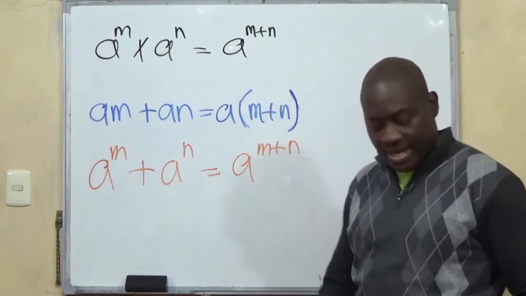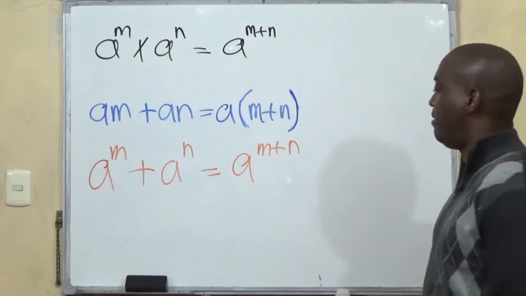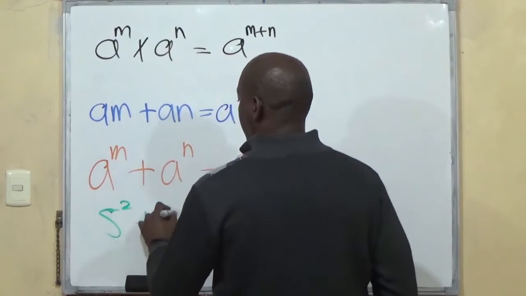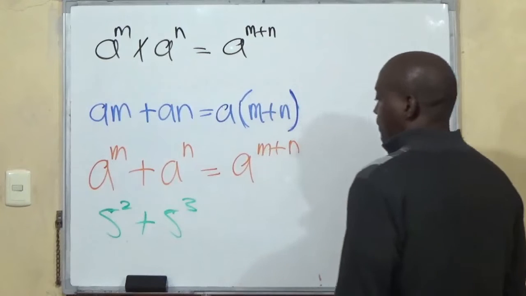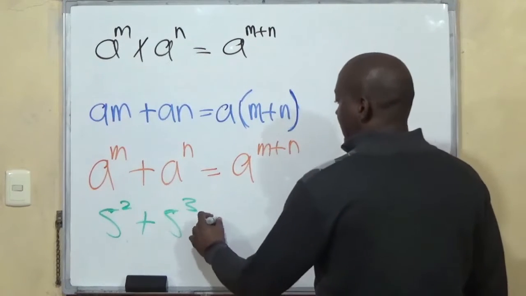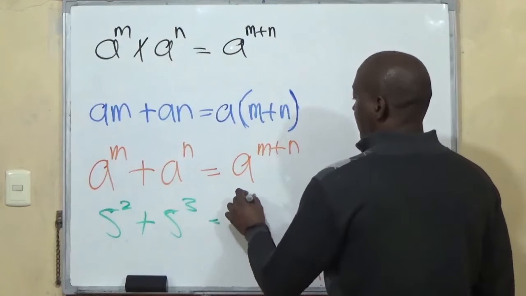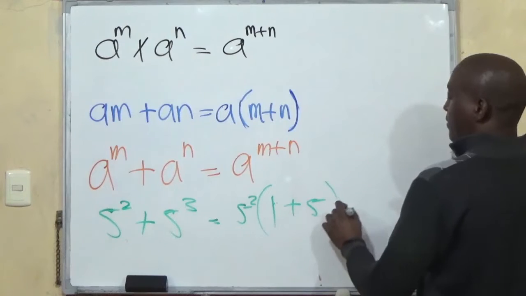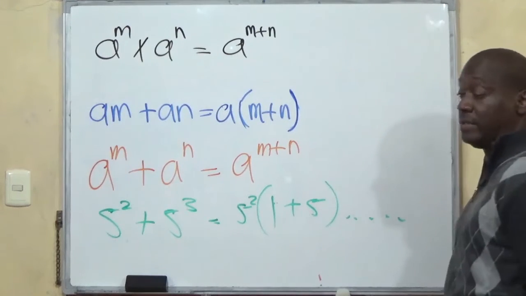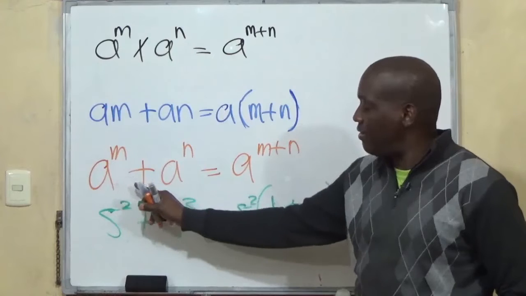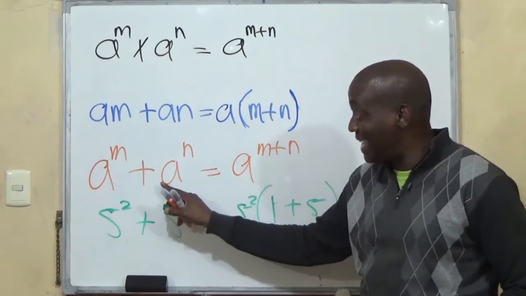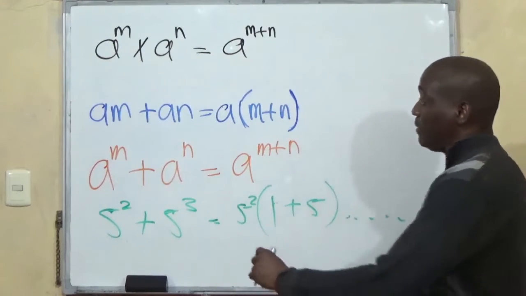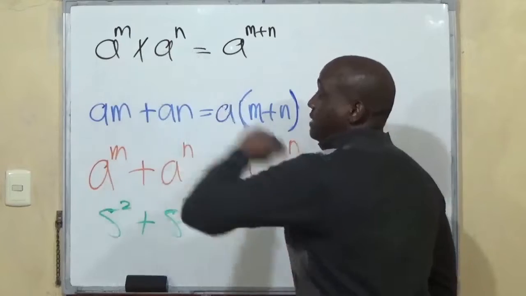So for example, if we have 5 squared plus 5 to the power of 3, in that case, I could factorize and say 5 squared as a common factor into 1 plus 5, and we move on with that. So even if you have two common bases and you're adding, what you'll have is a version of this, not this.